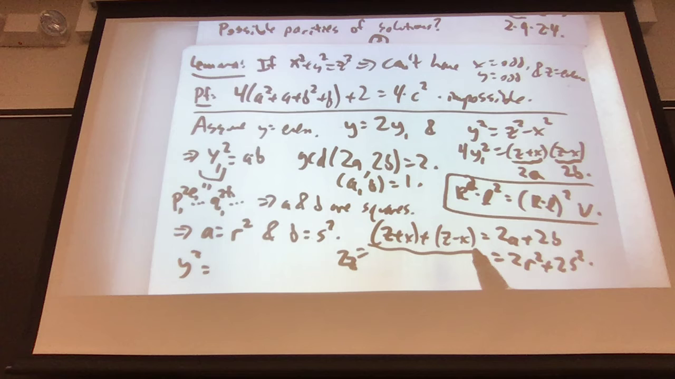Now I can take square roots of both sides. 2y1 is 2rs. And what was 2y1? Y. So y is 2rs. Cool?